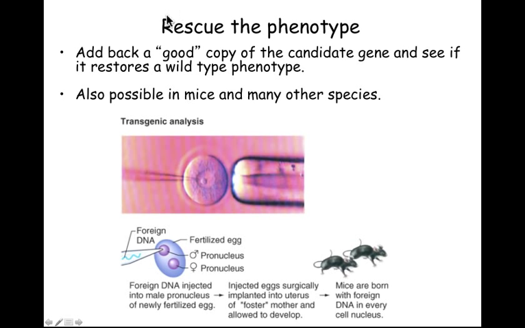So this rescuing the phenotype, putting back in a good copy and looking for a restoration of the wild-type phenotype, is another definitive way to show that you've identified the right gene. And again, we'll talk a bit about the technicalities of how you do this later in the course.